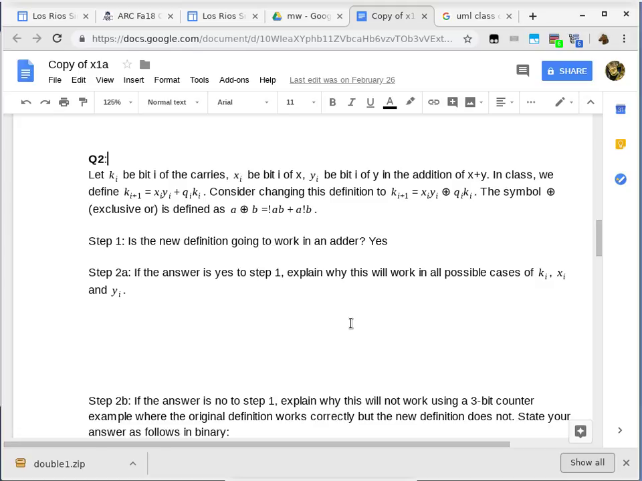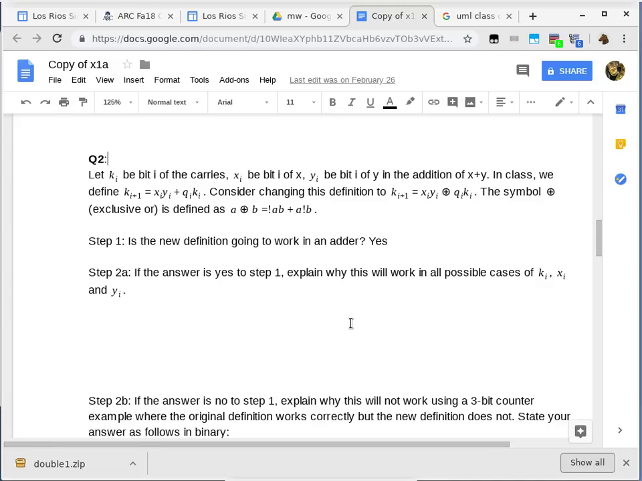In class, we defined k subscript i plus 1 to be x_i y_i plus q_i k_i. That's actually from the notes itself as well. Consider changing this definition to k_(i+1) equals x_i y_i exclusive or q_i k_i. I'm only changing the or, which is represented by a plus, to exclusive or, which is a plus with a circle around it. I give you the actual definition of exclusive or.